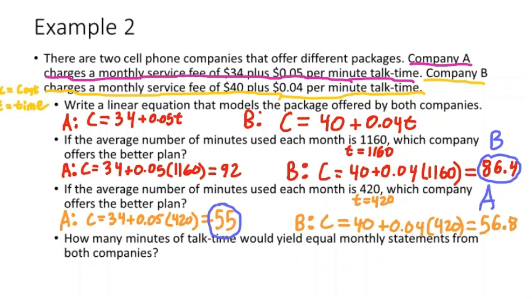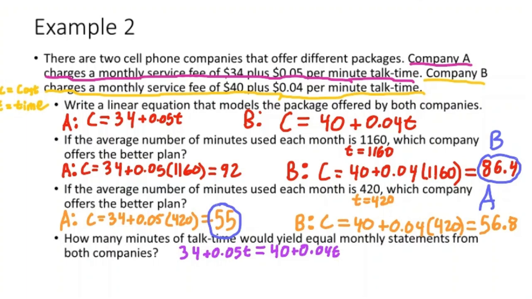Lastly, how many minutes of talk time would yield equal monthly statements from both companies? So in this part, we want the cost of company A's plan to equal the cost of company B's plan. 34 plus 0.05t has to equal plan B's cost, which is 40 plus 0.04t. Now we have a linear equation to solve, so we'll use the strategies we learned in the previous section.